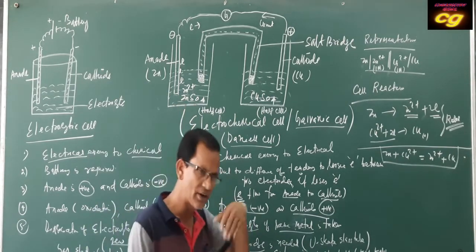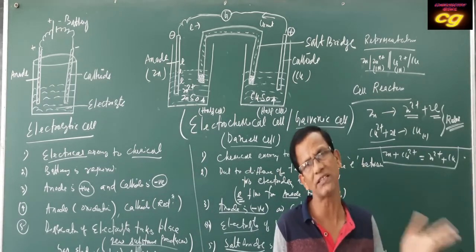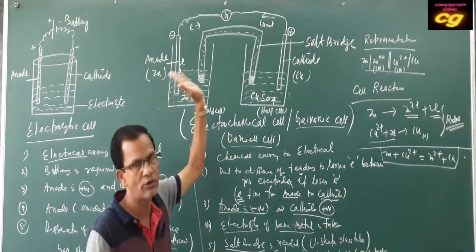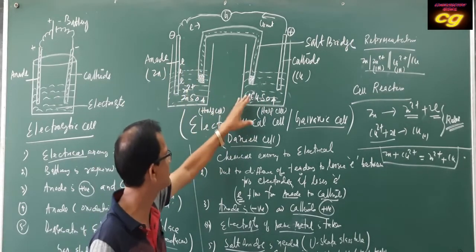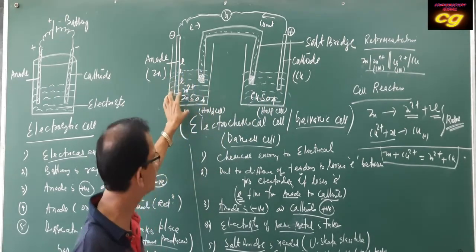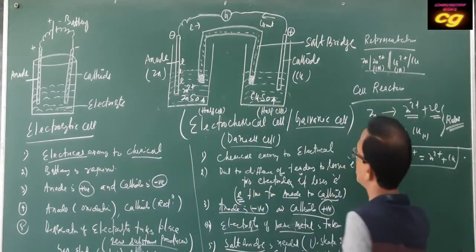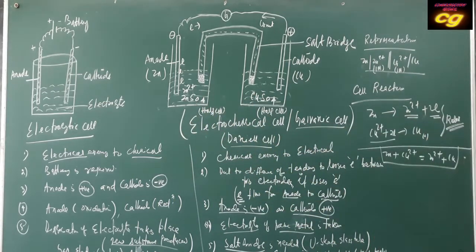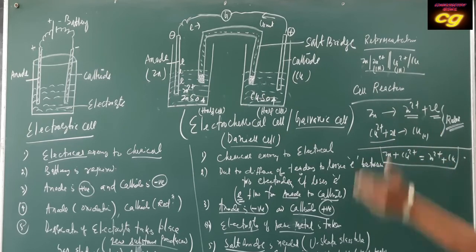So one should have a higher tendency to lose, the other should have a higher tendency to accept. One is losing, the other is accepting. Then current will flow, then electron will flow from one half cell to the other half cell. So two half cells form one complete cell. Between zinc and copper, zinc has a high tendency to lose electron, and copper, compared to zinc, has more tendency to gain electron. That's why electron flows from zinc to copper and current flows from copper to zinc.